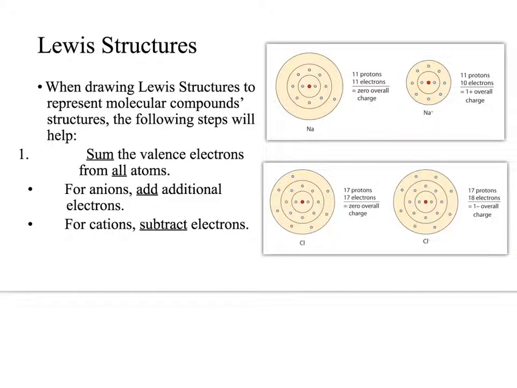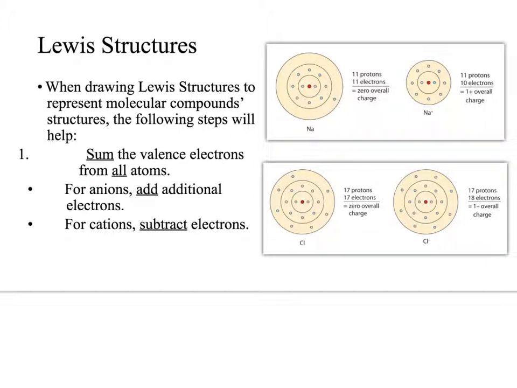So, when drawing Lewis structures, the following steps will help. First off, sum up all the valence electrons from all the atoms. I don't know why I just circled that so much. Or else I'm going to try using the lightsaber again. Okay, I'm so tired of that sound. Never mind. Okay, no lightsaber. So, sum up the valence electrons from all the atoms. For example, actually we'll get there in a bit.